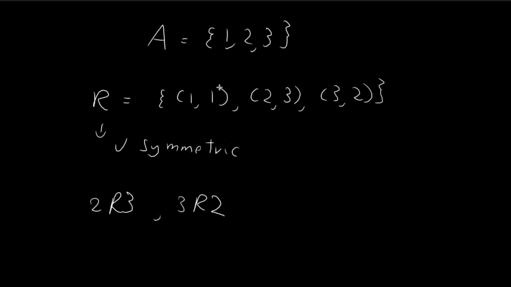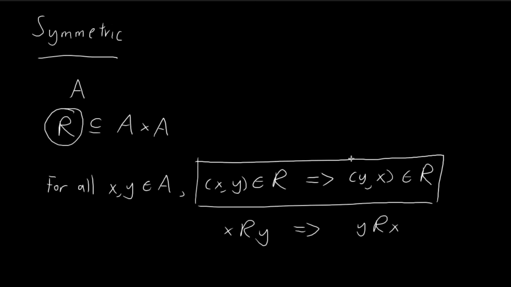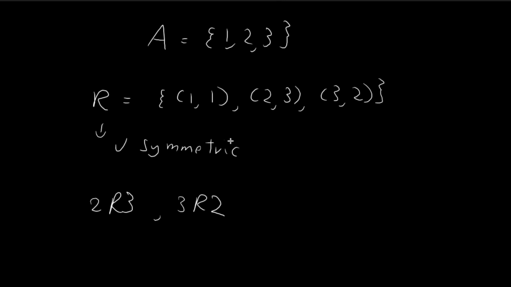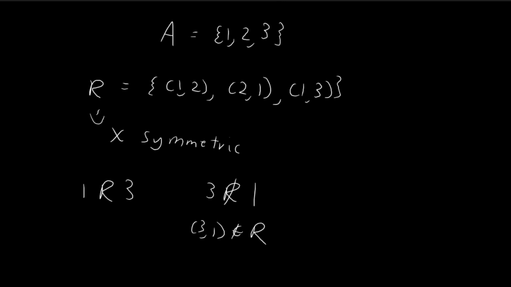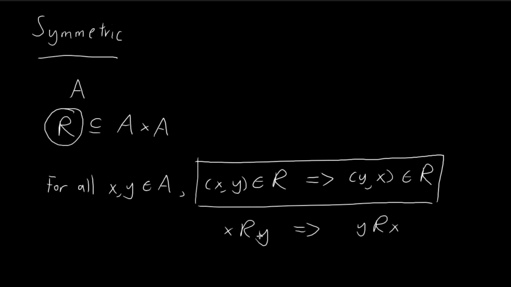And also for the ordered pair (1, 1), this is kind of trivial. You can see that this automatically satisfies this statement, because if 1 is related to 1, then of course if you flip it, you still get 1 is related to 1. So automatically this statement is true. So you can see that for this relation, it is symmetric because it satisfies this statement over here.